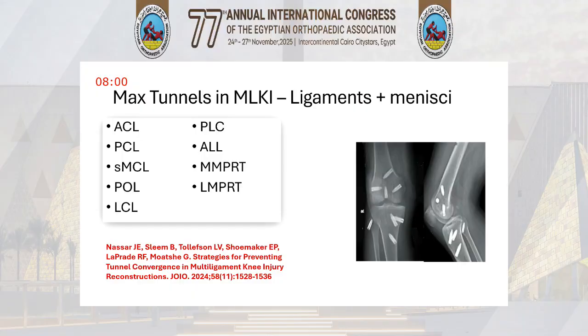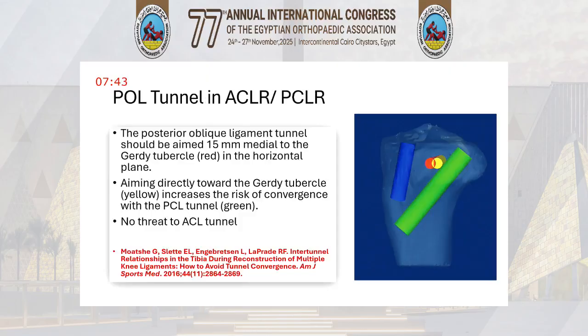Now, if you add the number of tunnels required for meniscal root repairs and anterolateral ligament, the possible combinations are numerous. We will just go through the common scenarios and available tips to avoid confluence of these tunnels. Let's consider the common convergence of tunnels. First is the posterior oblique ligament tunnel in ACL and PCL plus MCL injuries. Aiming towards Gerdy's tubercle, which is normal practice with posterior oblique ligament reconstruction, will hit the PCL tunnel, but there's no threat to the ACL tunnel in this case.